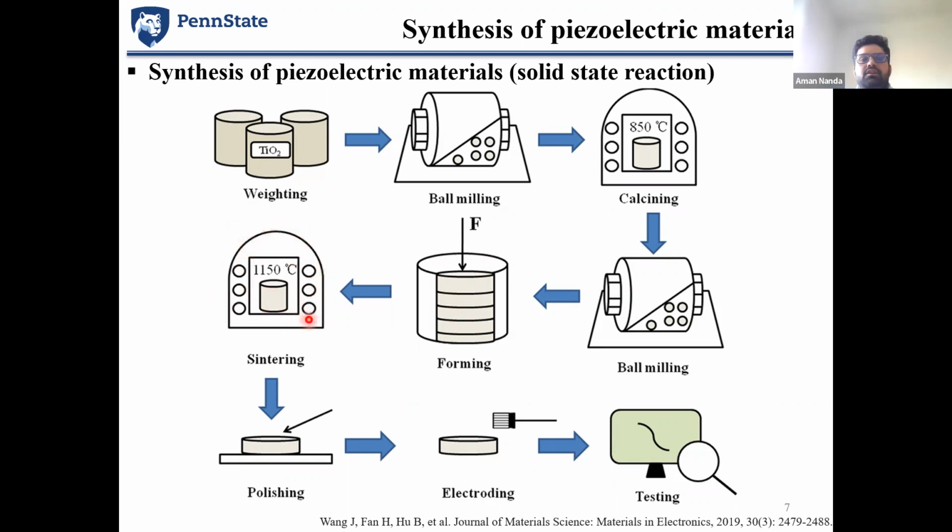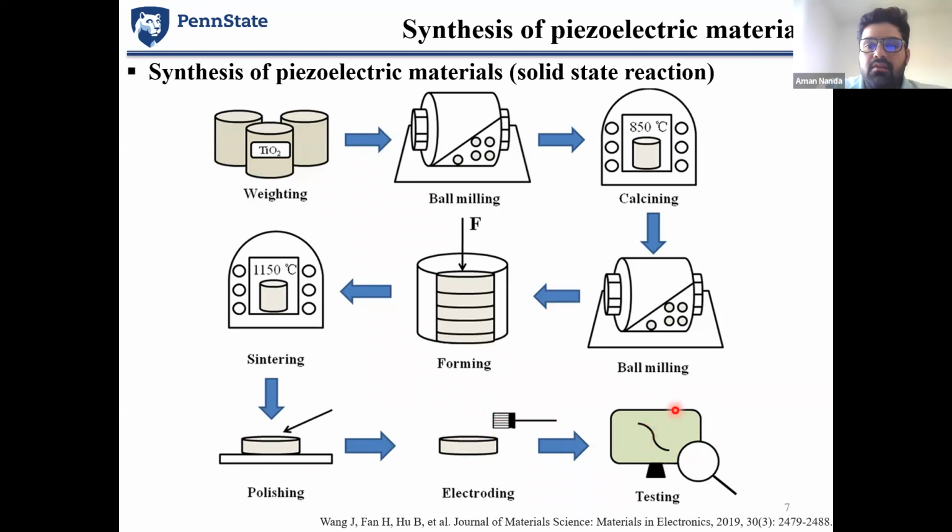The density of those ceramics has to be very high, and the temperature we use for sintering is very high. It's almost 1000 to 1200. These are high temperature furnaces, and we carry out this experiment in ambient air. Then finally, we polish down the ceramic. We electrode it with a conductive paste, like silver paste or a different kind of conductive paste.